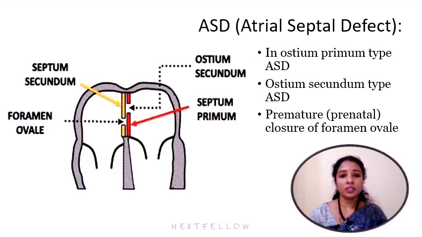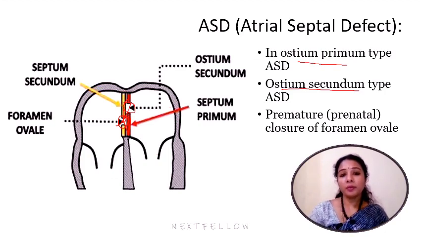So we can see septum secundum, this is one, and this is septum primum. This oblique passage is the foramen ovale. If there is a problem in the yellow colored one, that is septum secundum, it is ostium secundum type. You can see in the red septum there is a breakage, that is ostium primum type.